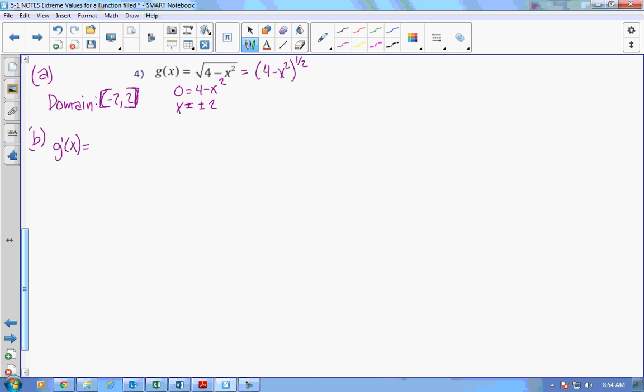Oh, my paper's actually different. Okay, Hawa, what'd you get for the derivative? I think you're really close. You forgot one detail. And this minus 2x is the derivative of the inside, right? Good. Now what?